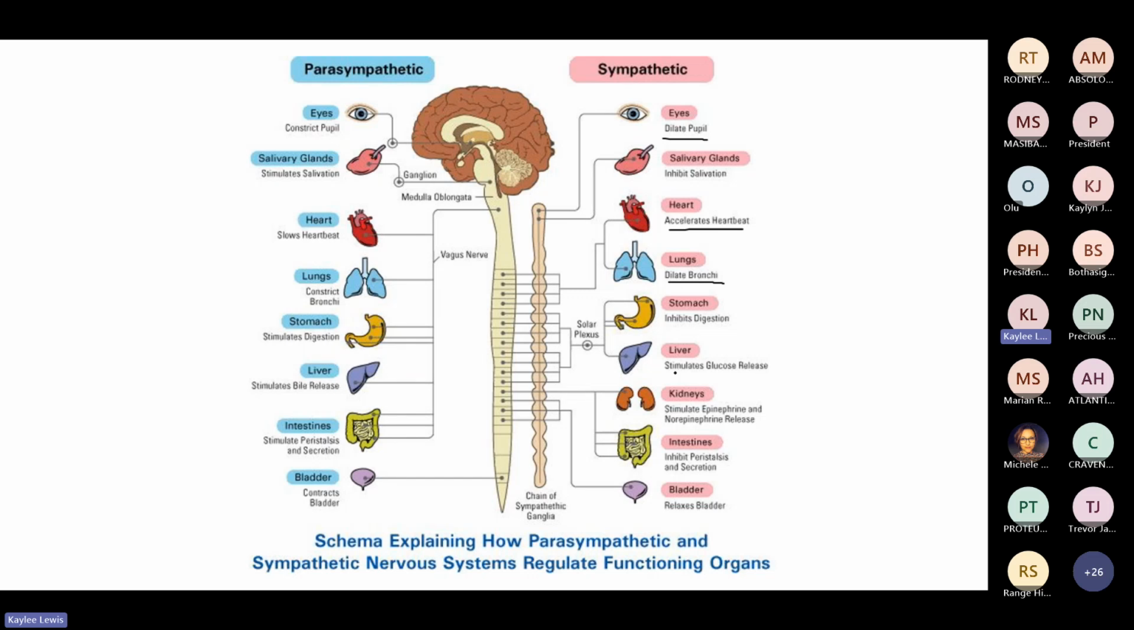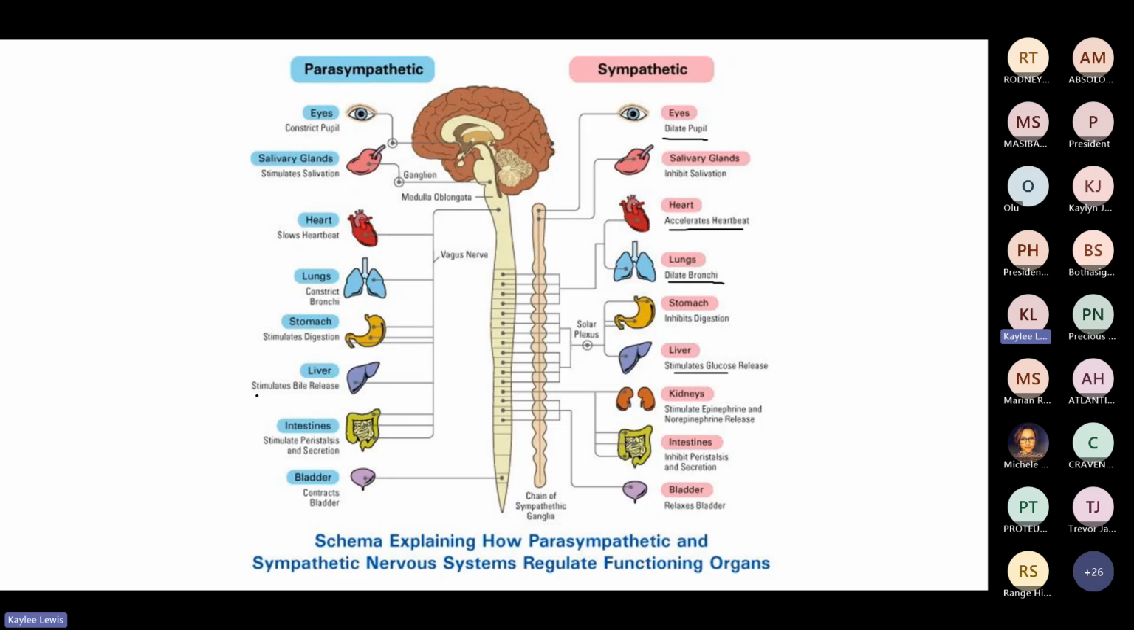And then the other one would be your liver. We want more glucose in our body, so glycogen is converted to glucose. So those would be the main ones. And the parasympathetic is doing the opposite. Remember, it's bringing everything back down to normal.